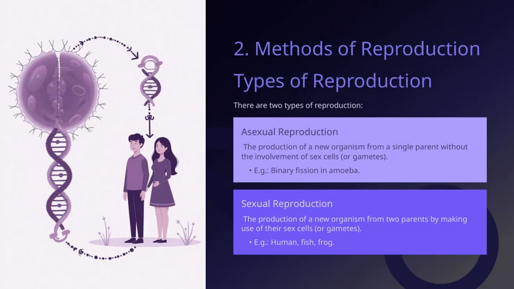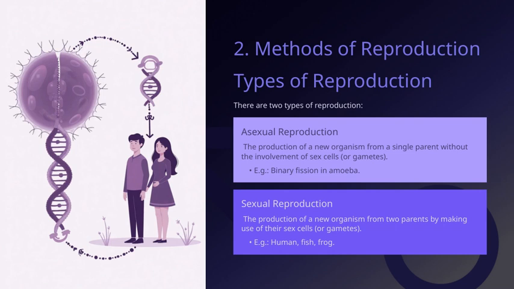Now, let's talk about the methods of reproduction. There are two main types we need to understand. The first is asexual reproduction. This is when a new organism is produced from a single parent, and importantly, it doesn't involve sex cells or gametes. For example, in amoebas, they reproduce by a process called binary fission, where the cell simply splits into two identical cells. The second type is sexual reproduction.